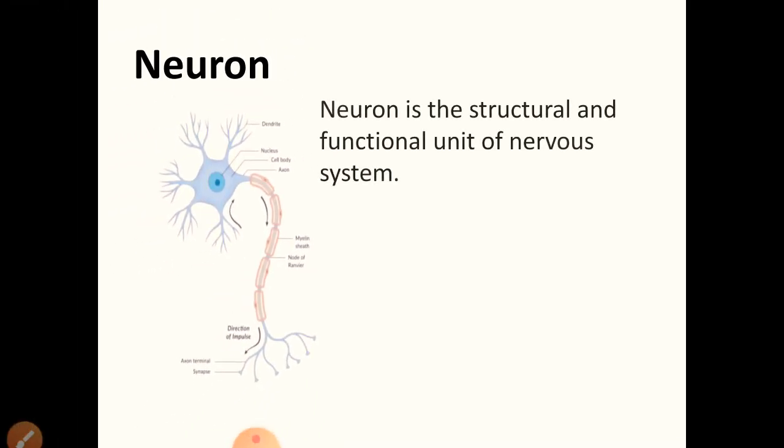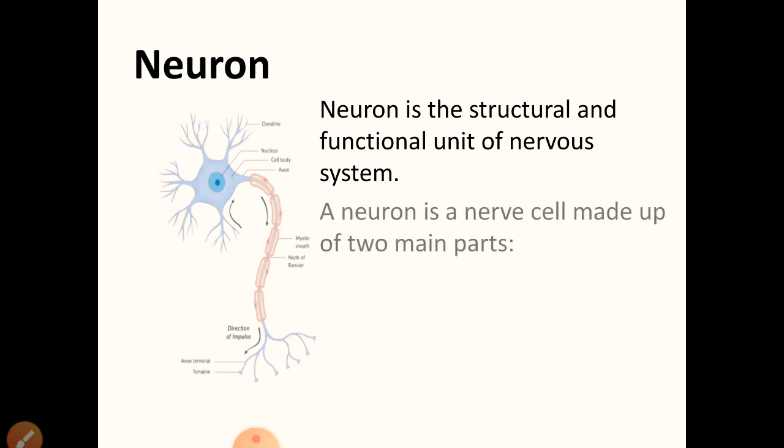Okay, so the neuron is the structural and functional unit of the nervous system. Okay, like a cell. Okay, it is a cell, isn't it? But it is the cell of only the nervous system. So this is how a neuron looks like. Okay, and it is the longest cell in our body. A neuron is a nerve cell made up of two main parts.